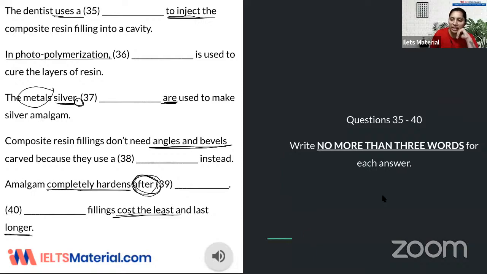Okay, so what are the answers? Now I am turning on the chat box, and if you can give the answers, please. Please give the answers in the chat box.